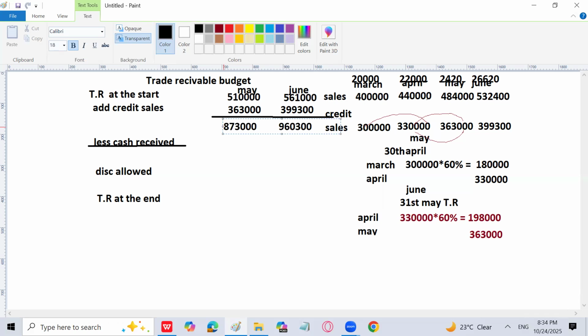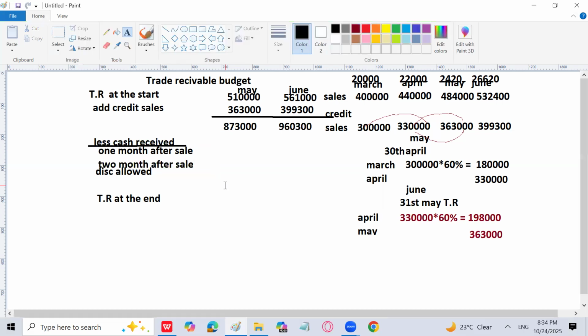Now I will go with the cash received from trade receivable. So I will write here. The cash is going to be received in two different dimensions, from two different months. One is going to be 1 month after sale, we are receiving cash, and the other is 2 months after sale, we are receiving cash. And then there is going to be discount allowed also, obviously. So now let's see. 1 month after sale, in May, we will receive cash 1 month after sale started from the March.